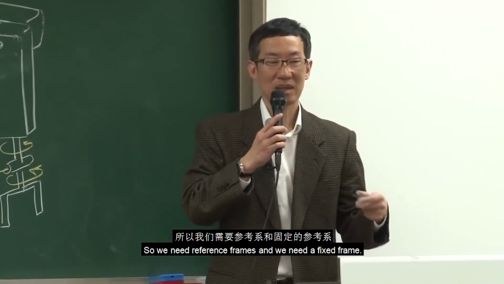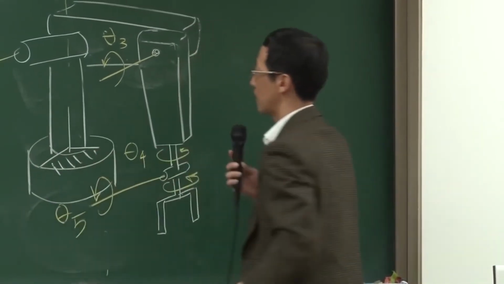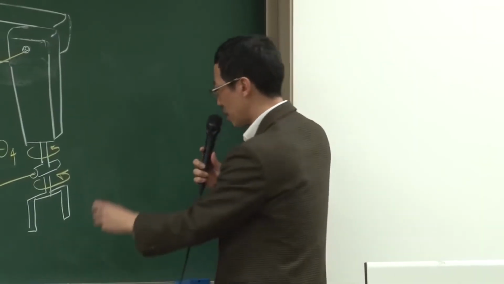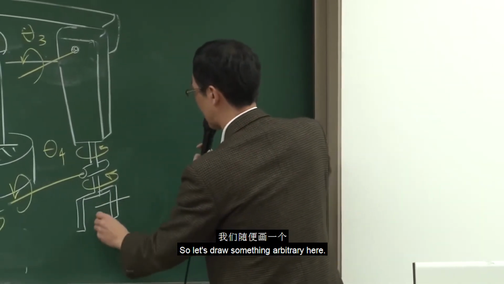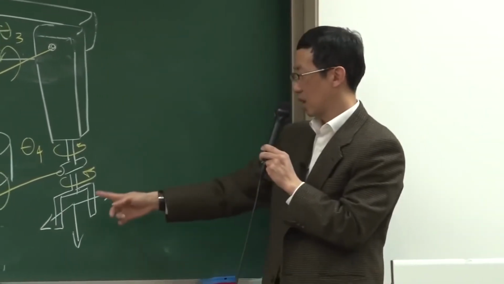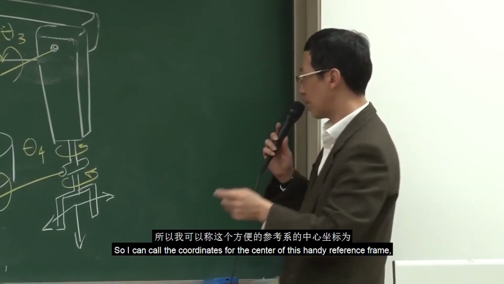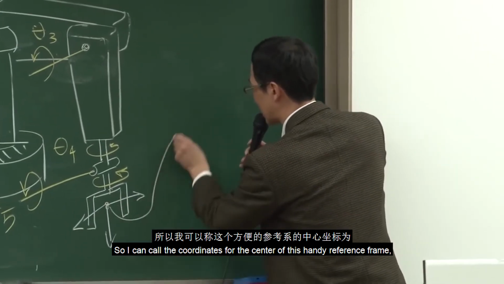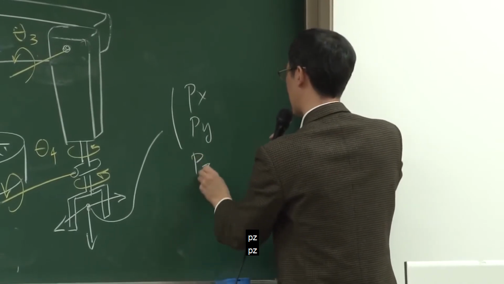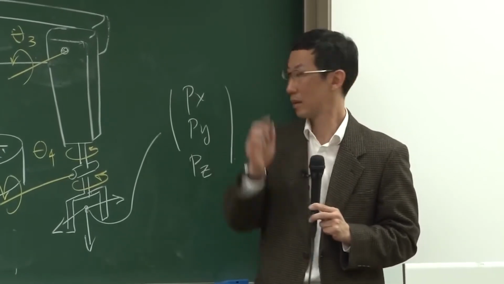All right, so we need reference frames. We need a fixed frame. So let's say our fixed frame is here. And let's say we have a reference frame attached to the gripper. So let's draw something arbitrary here. So there's my hand reference frame. I can call the coordinates for the center of this hand reference frame px, py, pz.